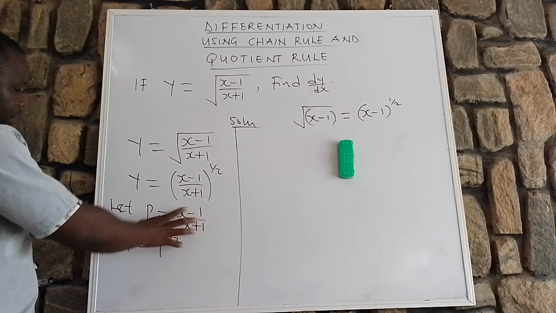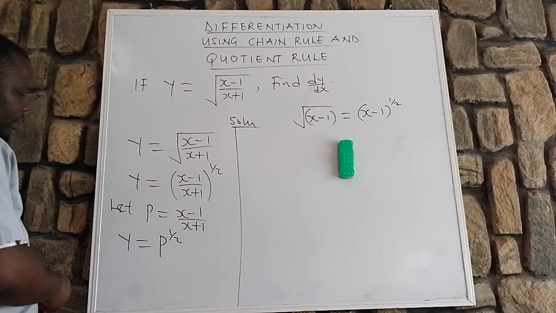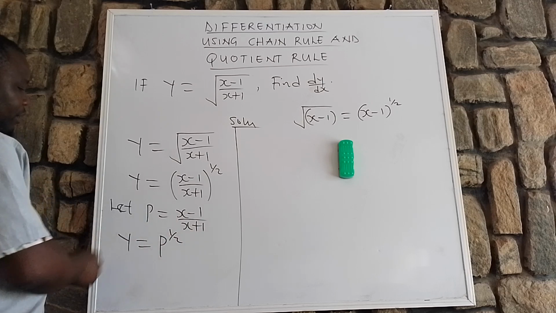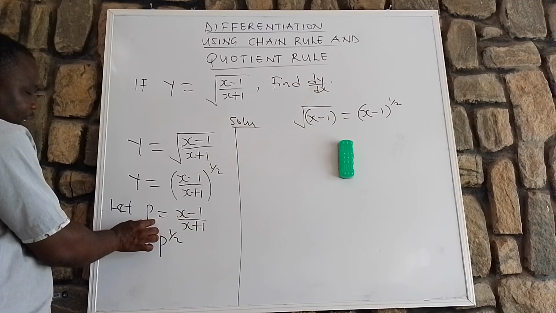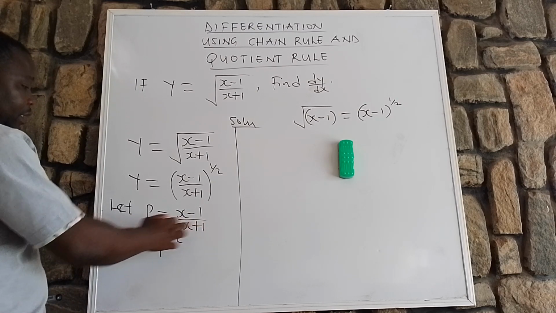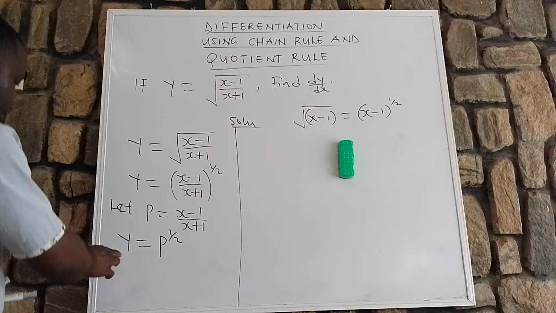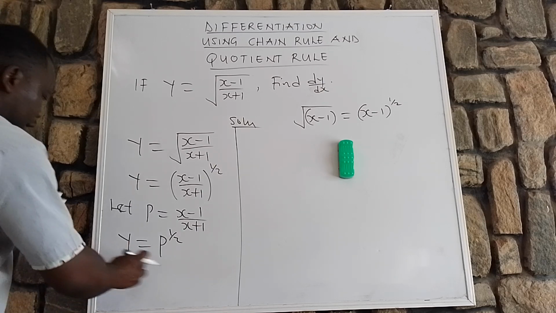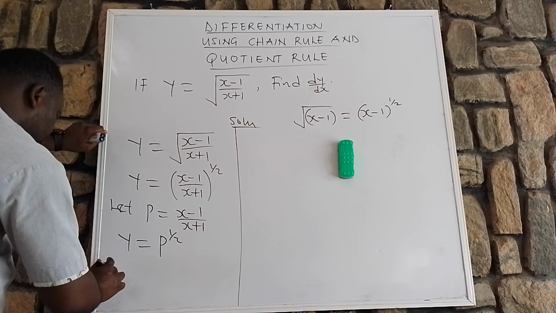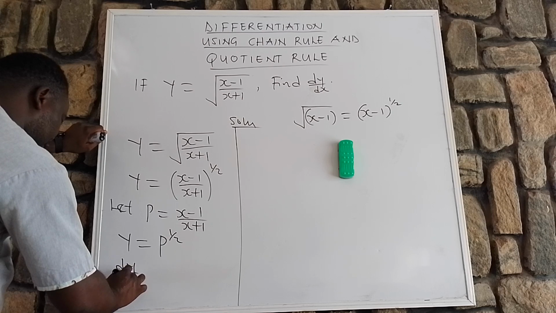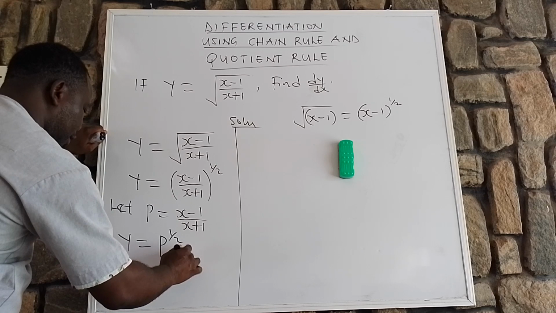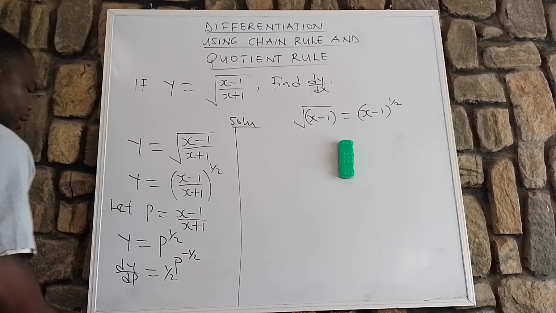So you can now see that we have gotten our chain rule, true or false? It means we are going to apply the chain rule to resolve this. But for p here, we will use the quotient rule to obtain dp all over dx. So let us first differentiate with respect to p, that is y equals p raised to the power of 1 over 2. Our dy all over dp is going to give us what? 1 over 2 p raised to the power of minus 1 over 2. True or false?